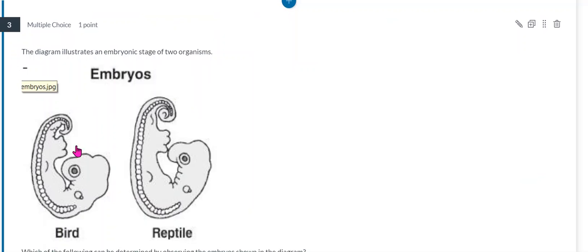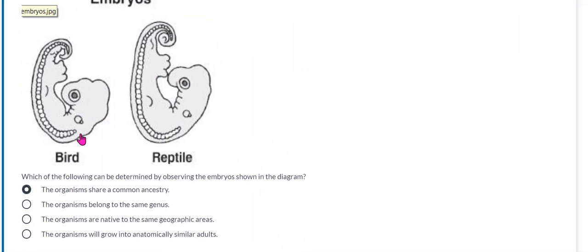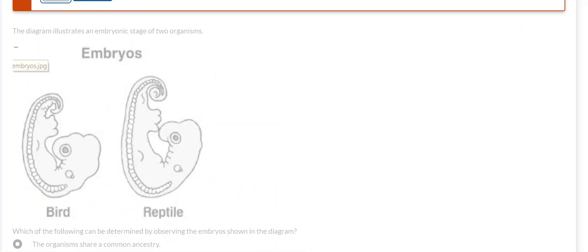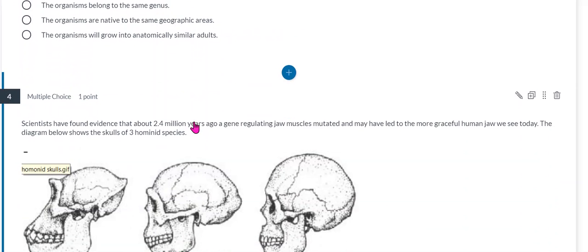Now we have two embryos right here, bird and reptile. And the question is asking which of the following can be determined by observing these embryos shown in this diagram. The bird and reptilian embryos, at the early stages of their development, appear to be the same. So evolutionists conclude that they both belong to a common ancestor. They came from the common ancestor because they both share certain characters at the early stages of their development.